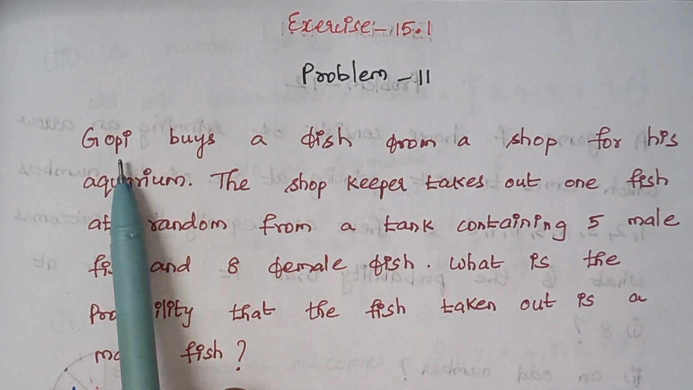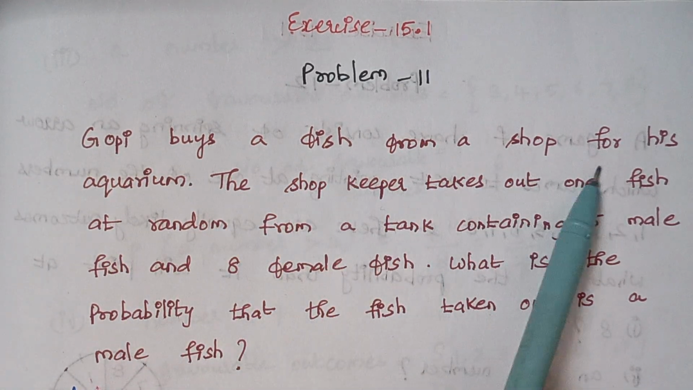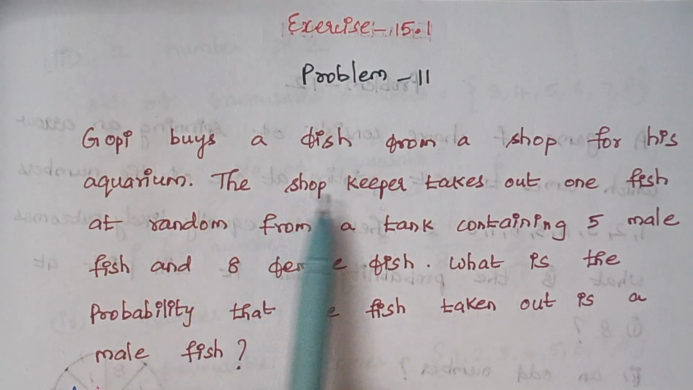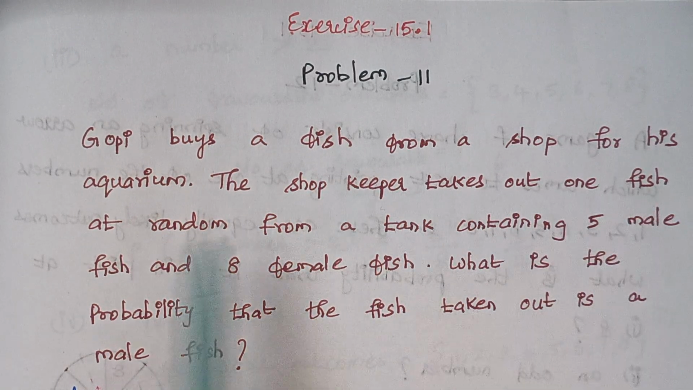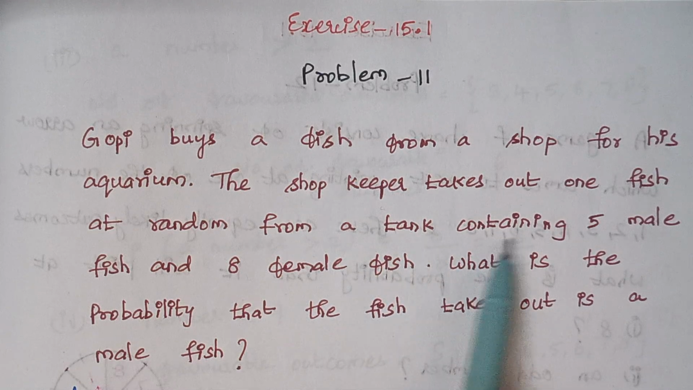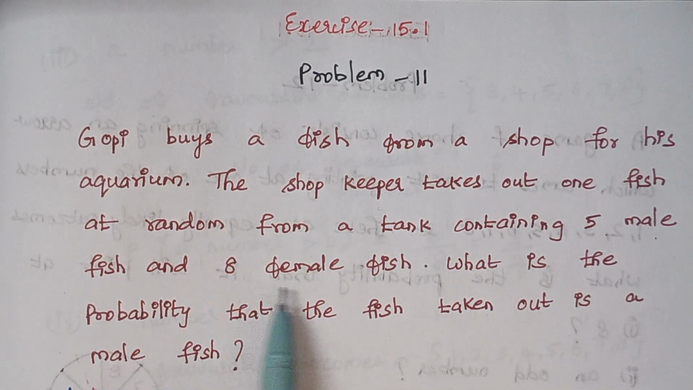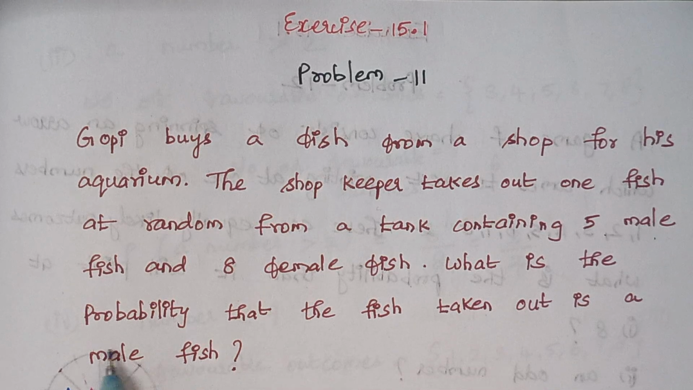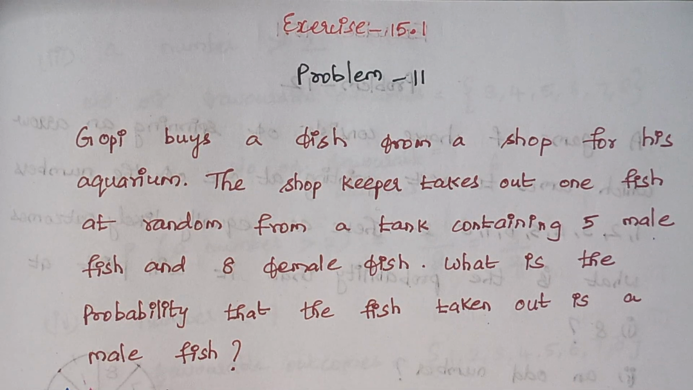Problem 11. Gopi buys a fish from a shop for his aquarium. The shopkeeper takes out one fish at random from a tank containing 5 male fish and 8 female fish. What is the probability that the fish taken out is a male fish?